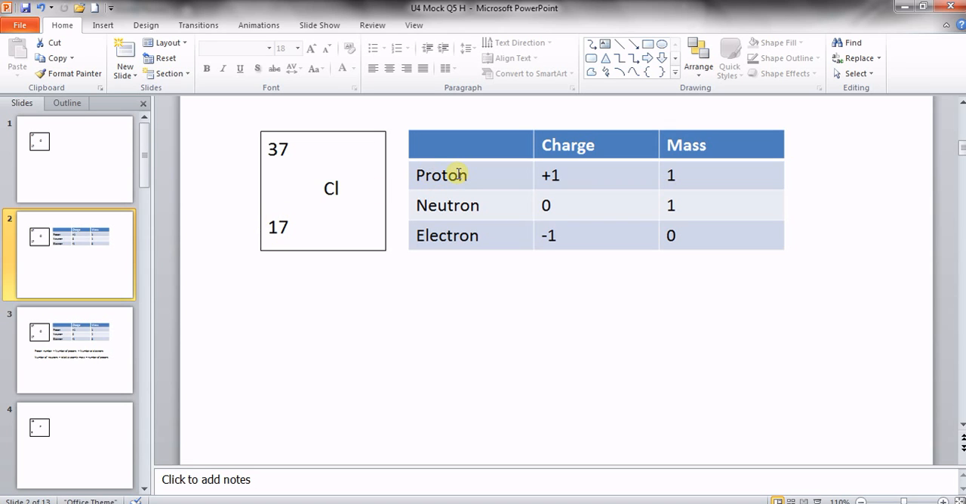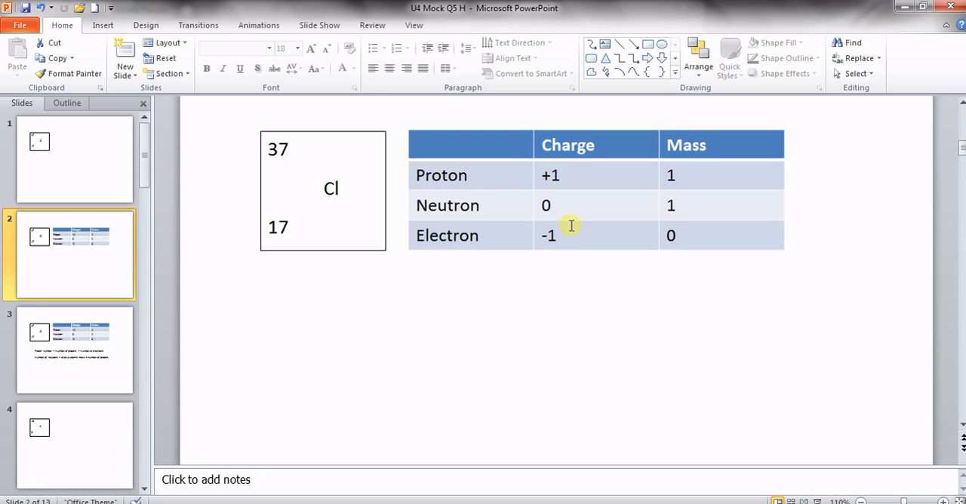Now, if you're wondering why that is, it's because protons have got a positive charge, electrons have got a negative charge, and so you always have to have the same number of protons and electrons to cancel out the charge, to have zero charge overall. Okay, so that's working out your number of protons. We then want to look at the number of neutrons.